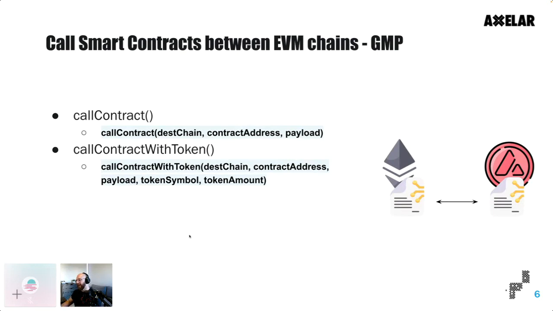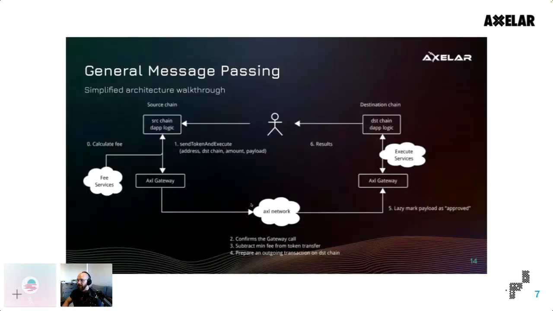So for instance, you can call a smart contract on Ethereum that will call a smart contract on Moonbeam or Avalanche. This is possible thanks to the callContract and callContractWithToken functions that are implemented on our gateways. The main difference between them is that on top of passing an arbitrary message as a payload that is encoded in ABI format, you also pass the token that you want to allow the destination address to spend for you. So that's a quick overview of the General Message Passing architecture.